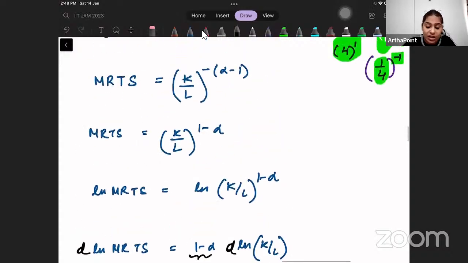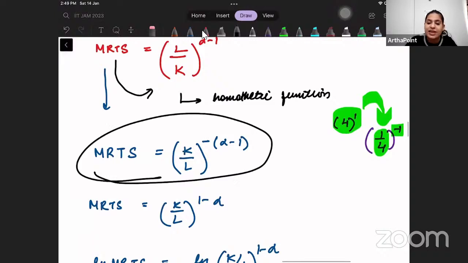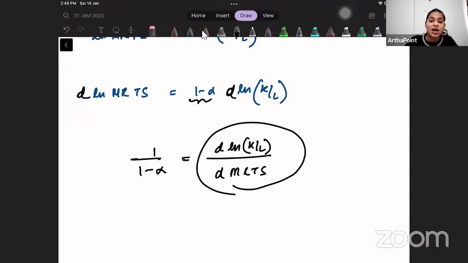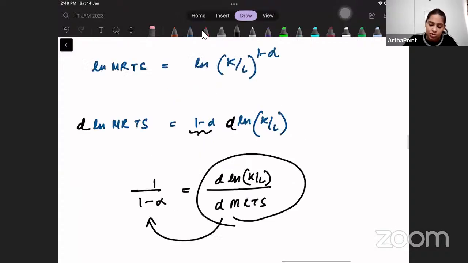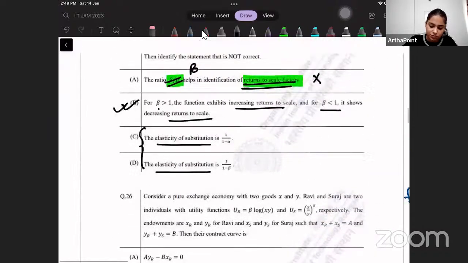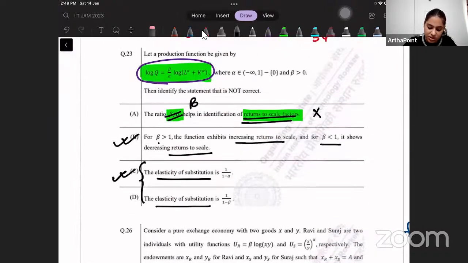Make sure that you only find MRTS. If this is homothetic, yahi se K by L aa gaya na. Why do I have to do D ln K by L separately? I will just apply log on both sides and do a differentiation on both sides. अच्छा, differentiate real में नहीं करना है. Many students start differentiating MRTS by taking log. That will be very complicated. I just have to find this one. So the answer is 1 upon 1 minus alpha, which means this is correct and this is incorrect.